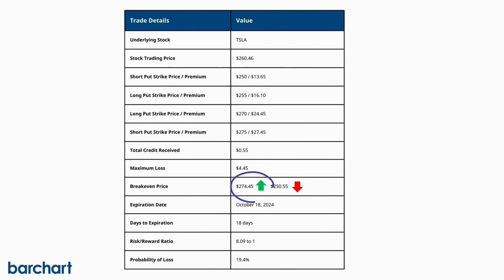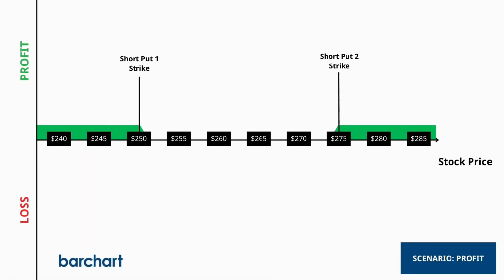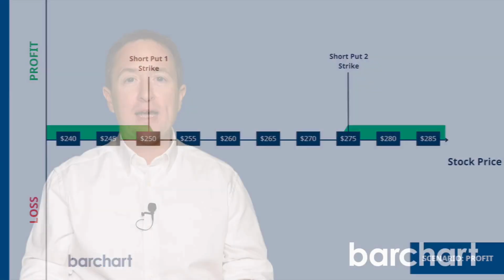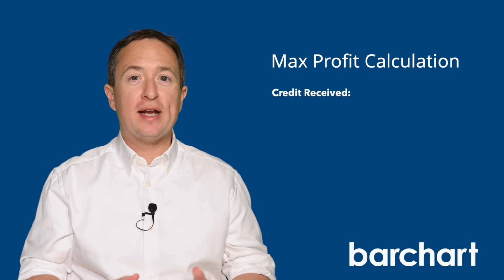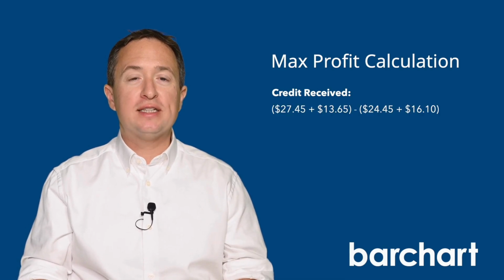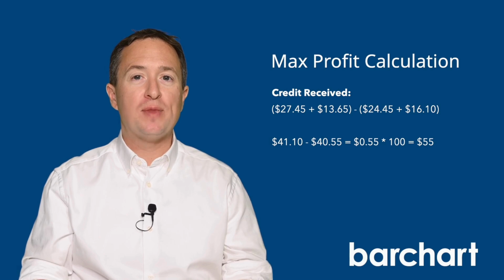$274.45 per share. If the price of Tesla stock trades below the lower short strike or above the higher short strike at expiration, you'll get maximum profit. Again, maximum profit for any short spread is the net credit received at the start, which in this case is 55 cents a share or $55 per contract.